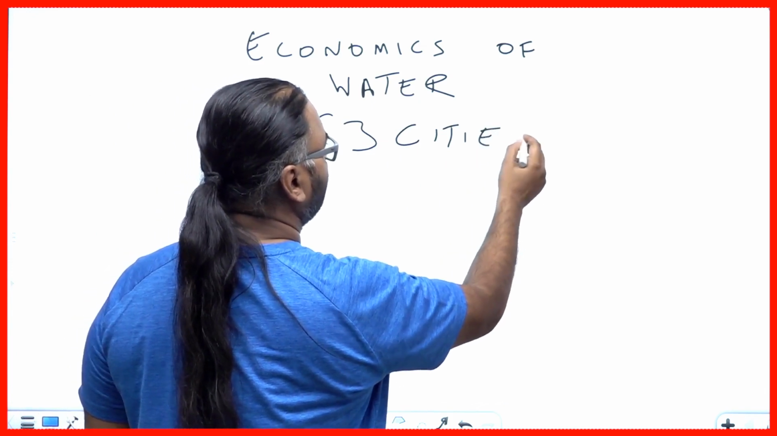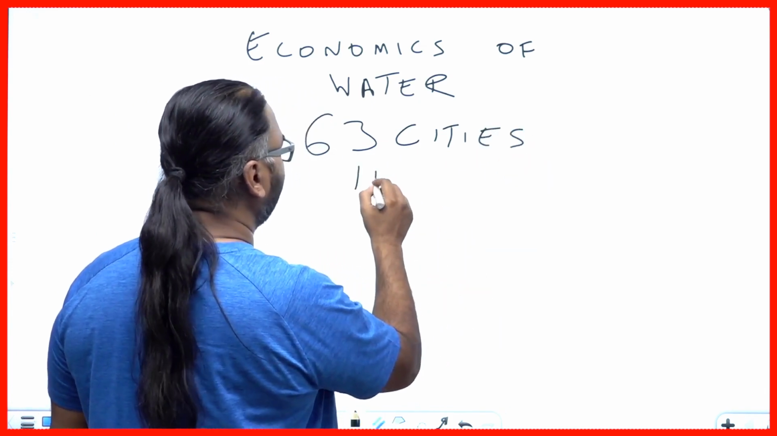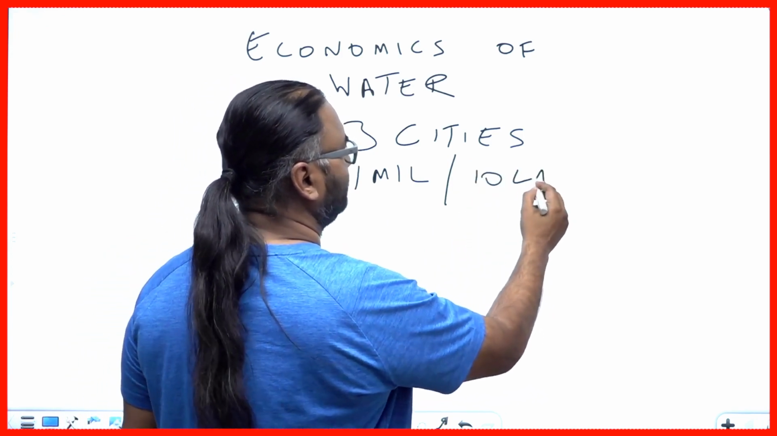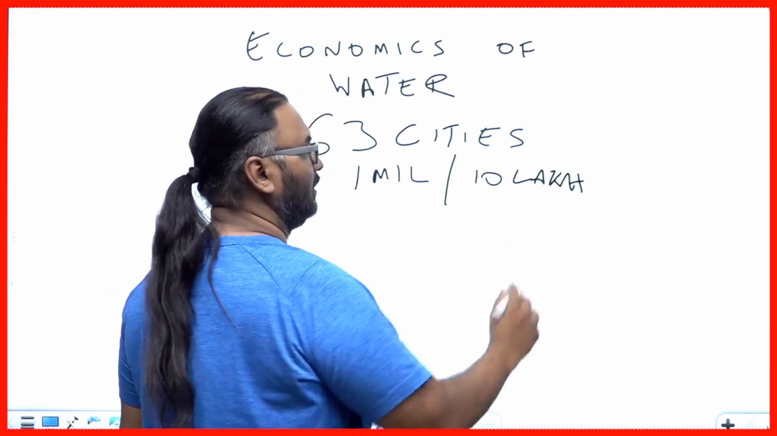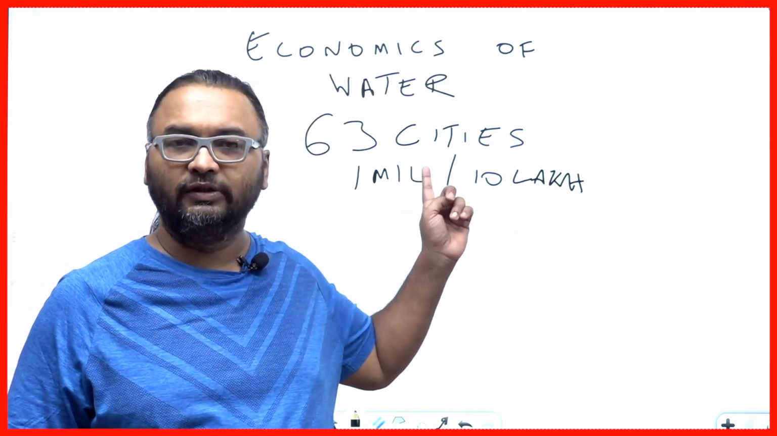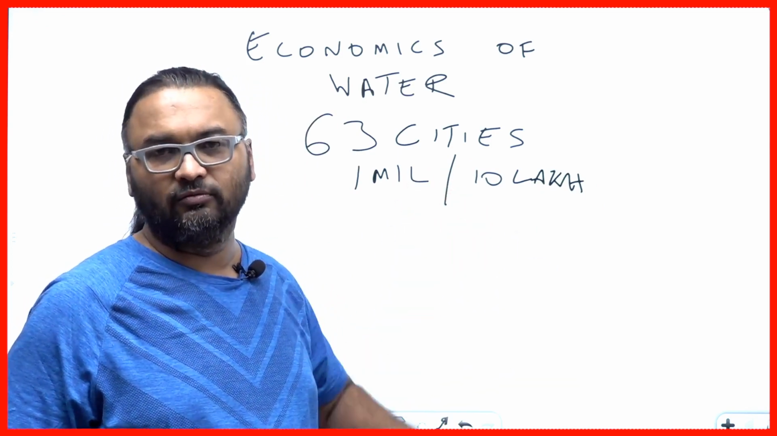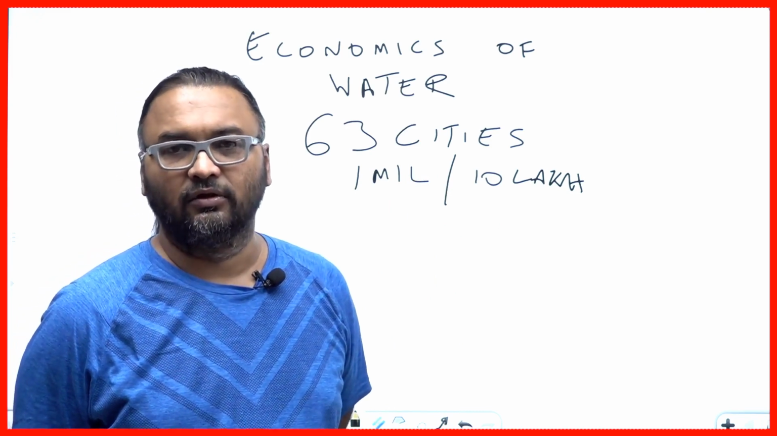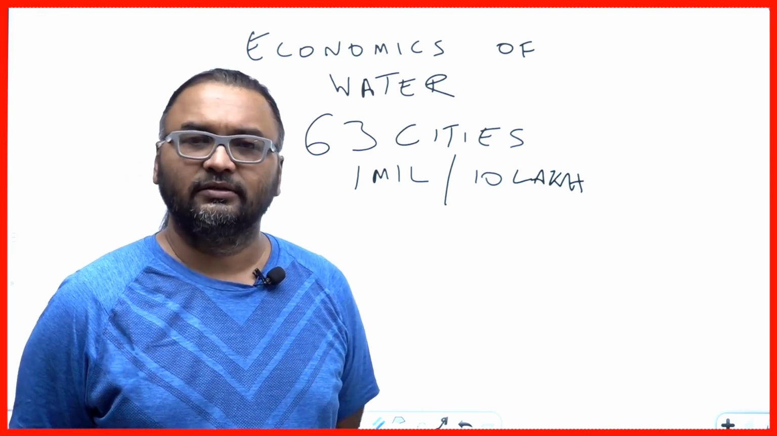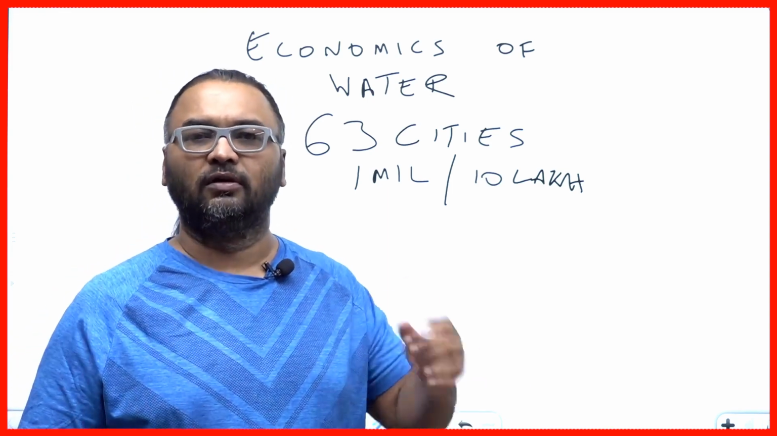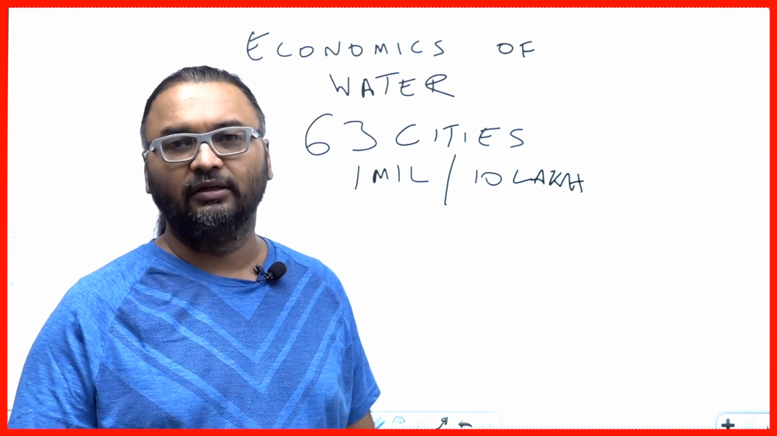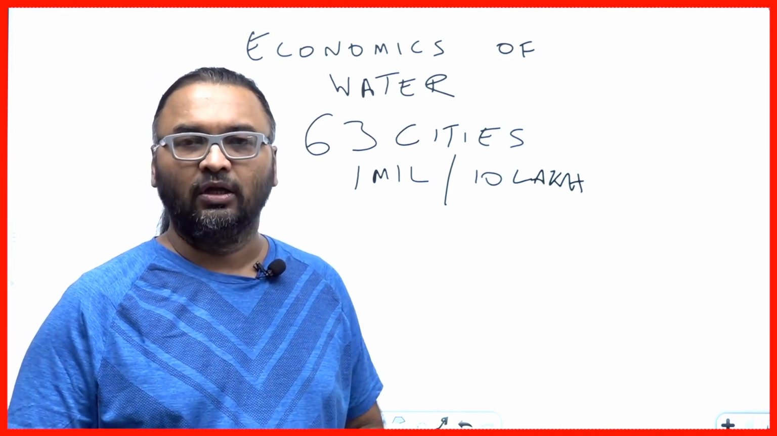which have a population of more than 1 million or 10 lakh people. 1 million is 10 lakh. So we have 63 cities which have a population of more than 1 million or 10 lakh people. Now in these cities there is a high demand for a natural resource called water and their supply is short.